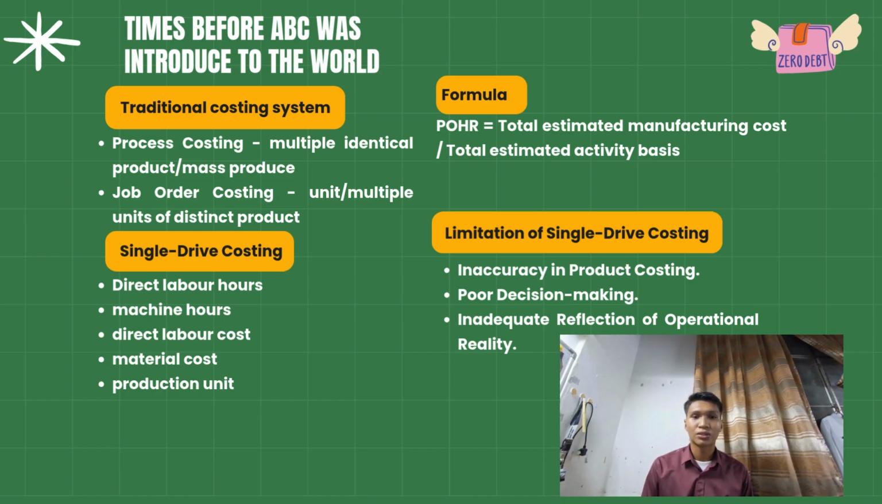I will talk about the times before ABC was introduced to the world. So, we are in the era of the traditional costing system and it is divided into two types. The first one is process costing and the second one is job order costing.